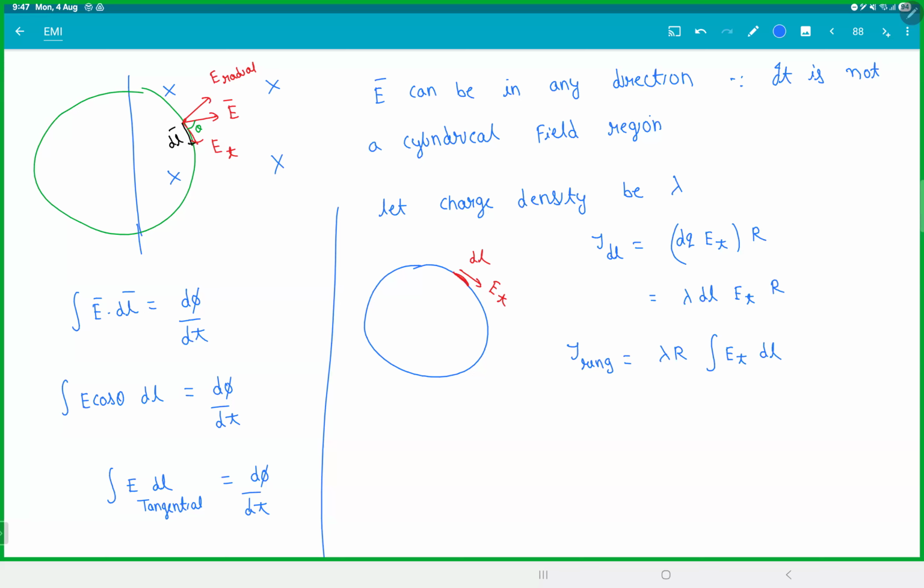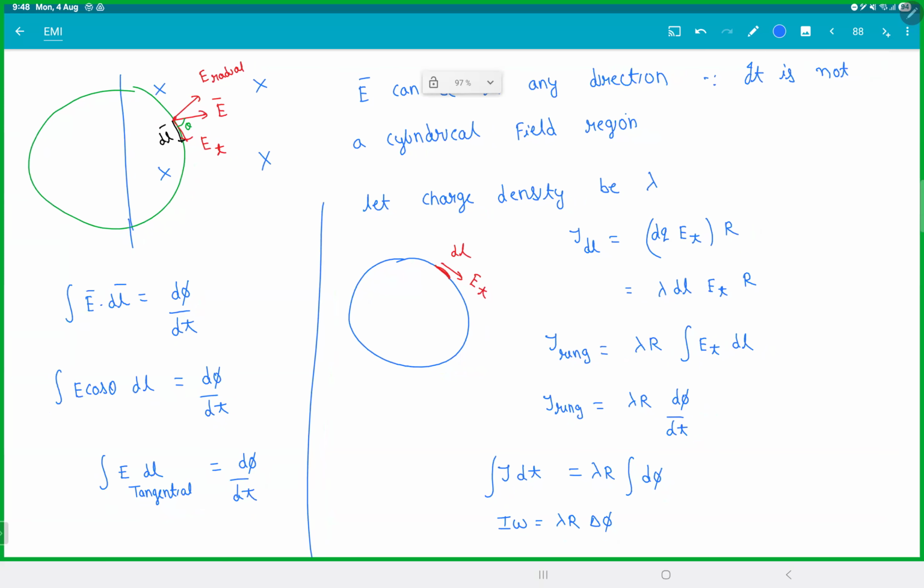Again, I don't know E tangential, I don't know dL, but I know what the integral of E tangential dL is. So the torque on the ring will be lambda r d phi by dt. So torque into dt will be integral lambda r d phi. d phi is the change in flux and torque dt is nothing but I omega. I of the ring is m r square, m r square by 2.